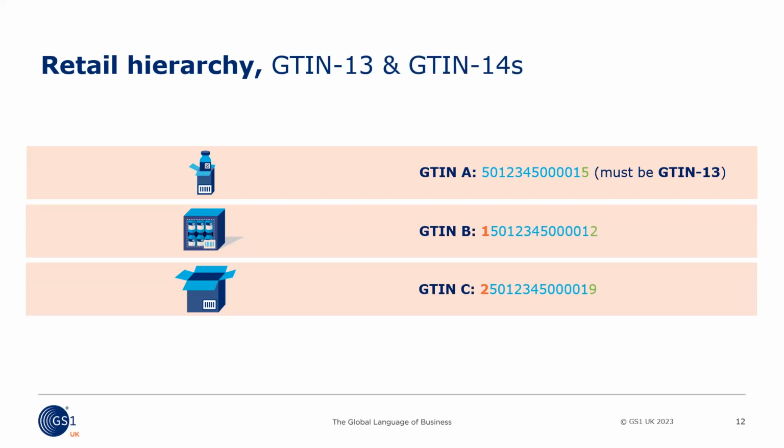This is an example of allocating GTIN 13s and GTIN 14s for a retail product packaging. A GTIN 13 at the lowest level to be scanned in retail captured in an EAN 13 barcode, and GTIN 14s created from the GTIN 13 at the higher levels. Most commonly, the GTIN 14s are captured in an ITF 14 barcode for retail products.